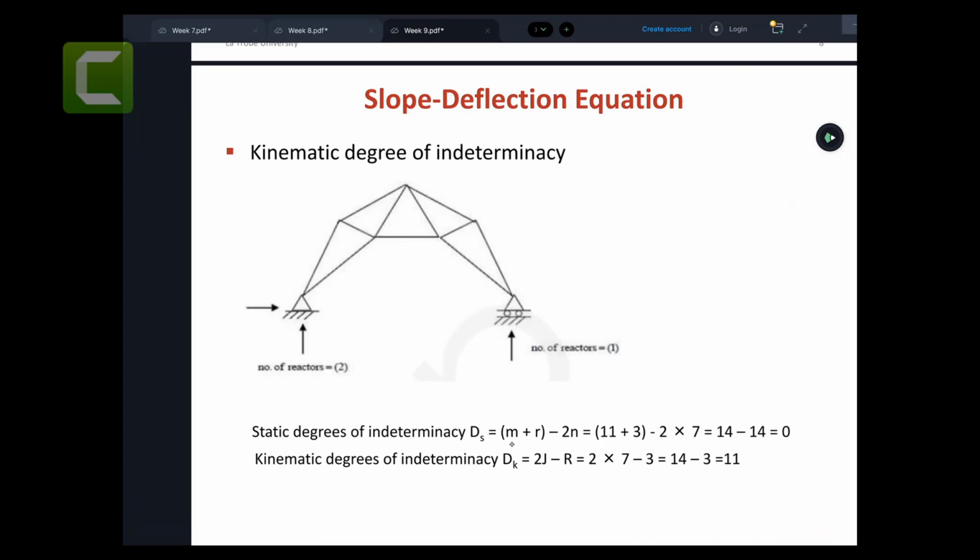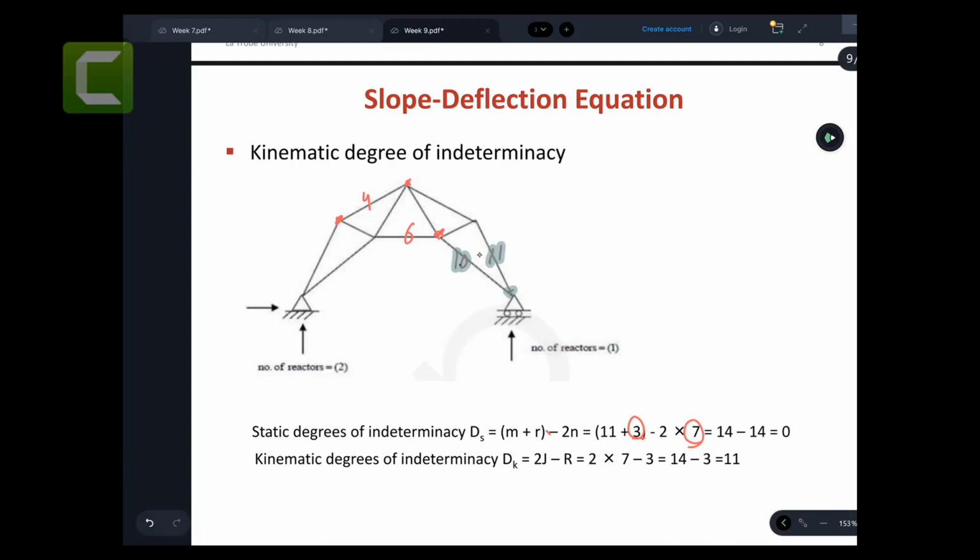For the truss one, you remember that, right? 3m plus r minus 3n, which is how many members? You get 1, 2, 3, 4, 5, 6, 7, 8, 9, 10, and 11 members. So 11 plus how many reactions? Pin has 2 reactions, roller has 1 reaction. So 3 reactions. 3 times how many joints? Joints 1, 2, 3, 4, 5, 6, and 7, so 7 joints. So 14 take away 14 is 0. So static indeterminacy is 0.